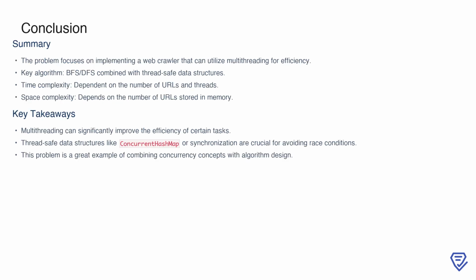Great job following along. In this problem, we explored how to use multi-threading to improve the efficiency of a web crawler. By leveraging BFS or DFS and ensuring thread safety, we were able to design an effective solution. Don't forget to practice similar problems to strengthen your understanding.